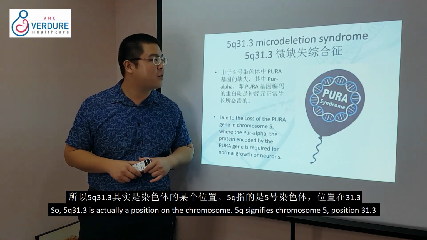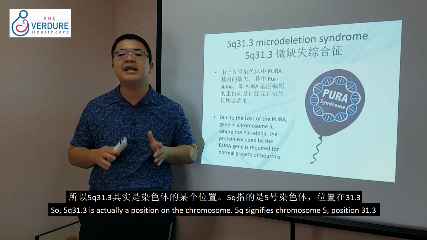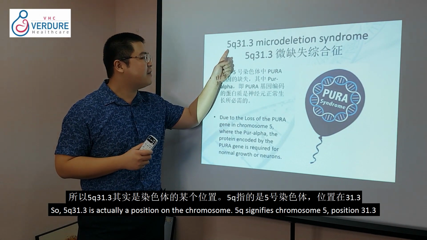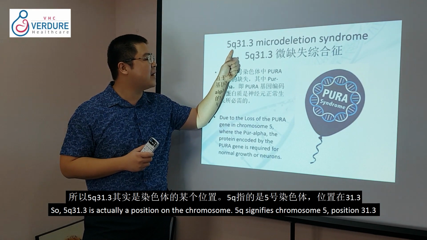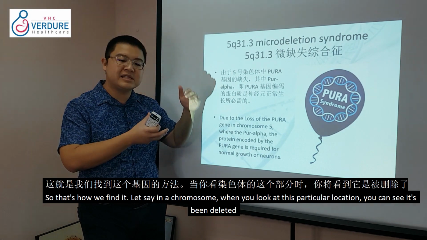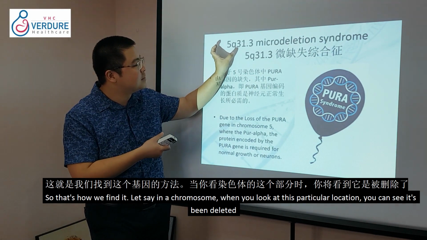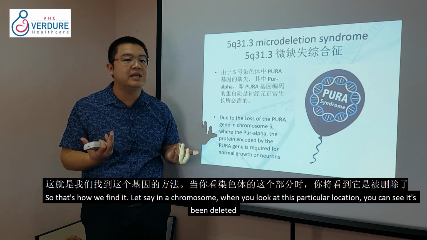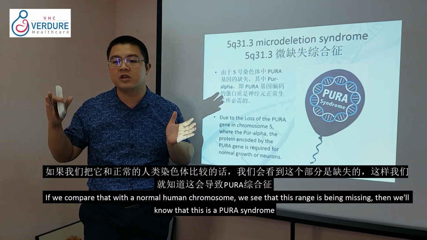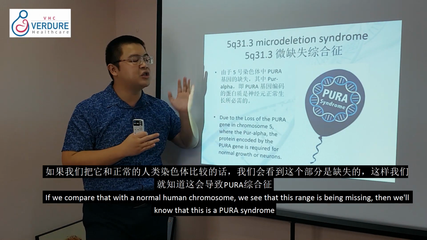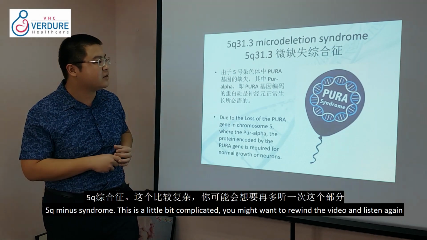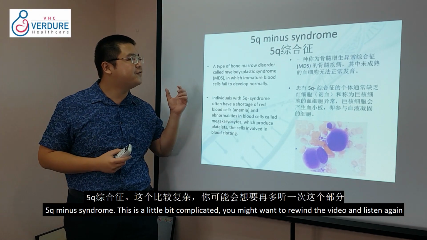So now the answer to the question: 5q31.3 is actually a position on the chromosome. So 5q signifies chromosome 5, position 31.3. So that's how we find, if in a chromosome we look at this particular location and we see it's been deleted, if we compare that to a normal human chromosome, we see that this region is missing, then we know that this is a PURA syndrome. Right, let's move on.